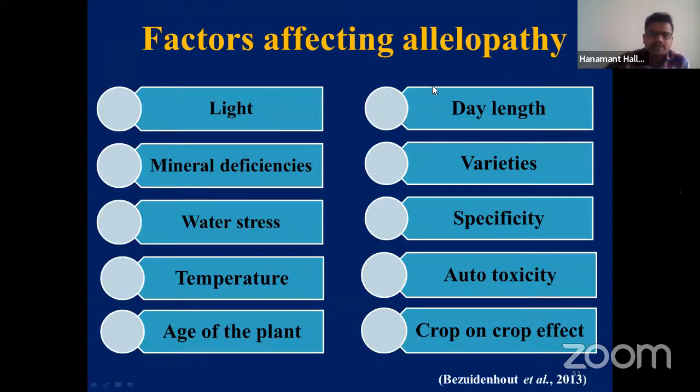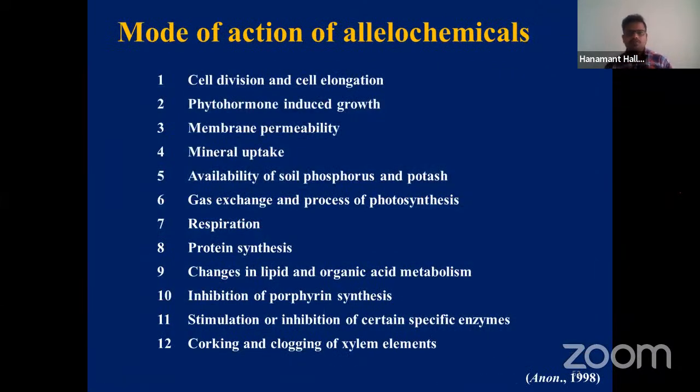As I discussed, the factors affecting allelopathy are light, mineral deficiencies, water stress, temperature, age of the plant, day length, varieties, specificity, phytotoxicity, and crop effect. So this is the mode of action of allelochemicals. There are different actions through which a particular chemical reduces the growth of another plant.